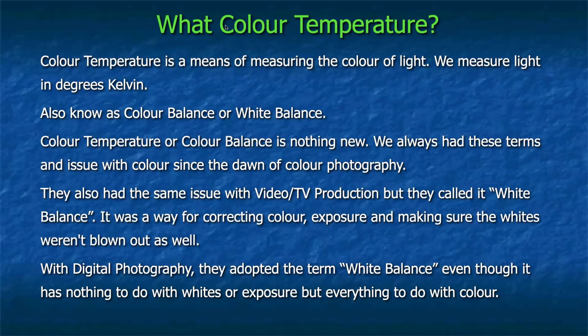So if you're using daylight film and you're photographing under incandescent lighting, or what we call tungsten lighting, you get a very orange color cast. So we would use filters to correct for that, and we call that a color correction filter.